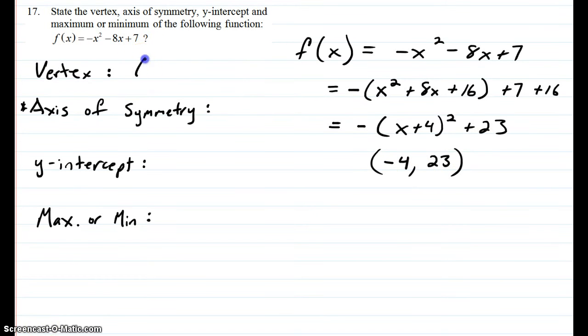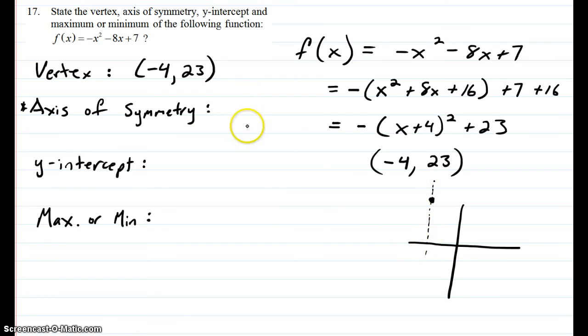So we have negative 4, 23 as our vertex. If you think about that, negative 4, 23 is up here as our vertex. The line of symmetry is the vertical line that goes through our vertex. And so our vertical line is going to be x equals negative 4. The y-intercept we know because of this is plus 7. So if you want, you could write it as a point, 0, 7.